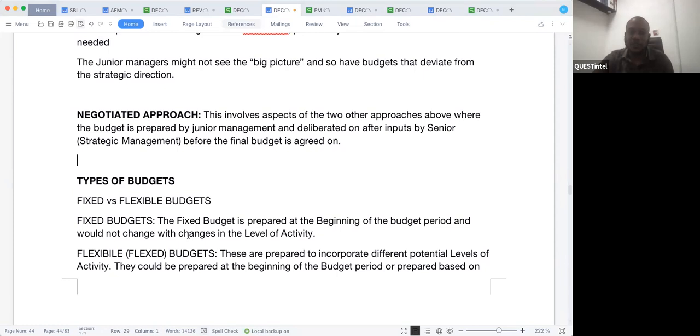Okay, so we look at the types of budgets now. When we're looking at budgeting types, we can distinguish between fixed budgets and flexible budgets, and this will form a core of our discussion till the end of our discussion. So we'll constantly refer back to this knowledge of fixed versus flexible budgets. Now, a fixed budget is a budget prepared at the beginning of the period, and this budget will not change with changes in level of activity. So we'd have a fixed budget. A fixed budget will be fixed, and it will not change with levels of activity. On the other hand, flexible budgets can also be prepared at the beginning of the period. So let me show you what I mean by this.